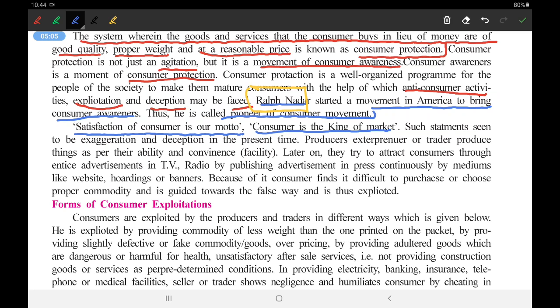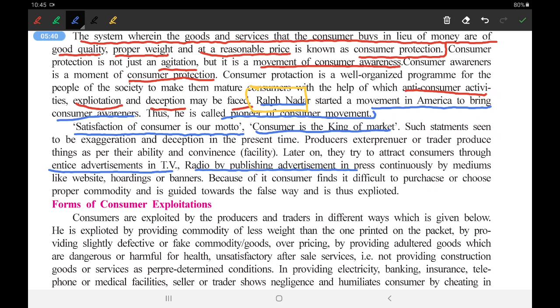Such statements seem exaggerated and deceptive in the present time, because right now if you see, there is cheating at each and every place, wherever possible and in whatever ways. Producers, entrepreneurs, meaning people who produce, or traders produce things as per their ability and convenience. Later they try to attract consumers through enticing advertisements. See the advertisements on television, okay? They give all kinds of advertisements to attract as many consumers as possible.